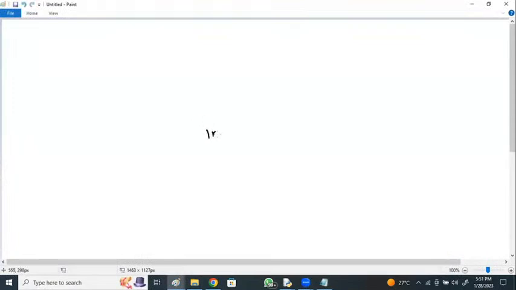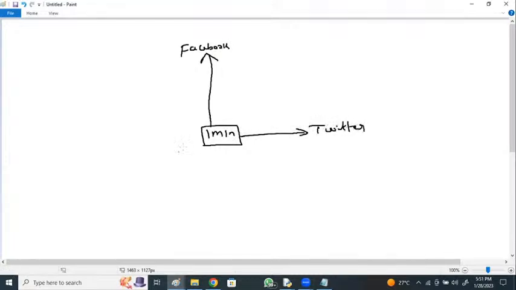If I talk about one minute of transactions: in a minute, how many Facebook posts, and what is the data generated by Facebook? How many Twitter tweets, and what is the data generated by Twitter in a minute? What is the data generated by Google queries? What is the data generated by YouTube video uploads?